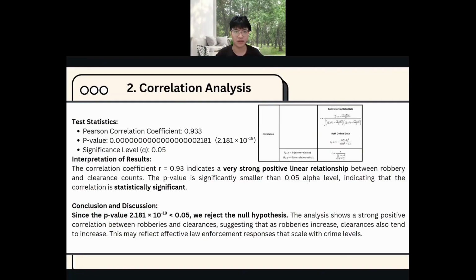We proceed to the last part of this analysis, which is the conclusion and discussion. Since the p-value of 2.181 times 10 to the power of negative 19 is smaller than 0.05, we reject the null hypothesis. The analysis shows a strong positive correlation between robberies and clearance, suggesting that as robbery cases increase, clearance also tends to increase. This may reflect an effective law enforcement response that scales with the crime level.